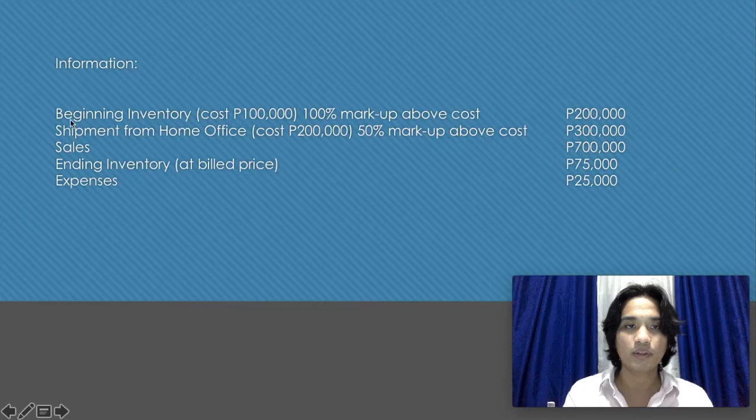So if you will notice, beginning inventory is 100,000 and 100% markup above cost, meaning you have to multiply 100% times the cost. That is your markup. So the markup is 100,000 plus the cost. You get a billed price of 200,000. And shipment from home office, 50% markup above cost. So if you will notice, you have different markup percentages.